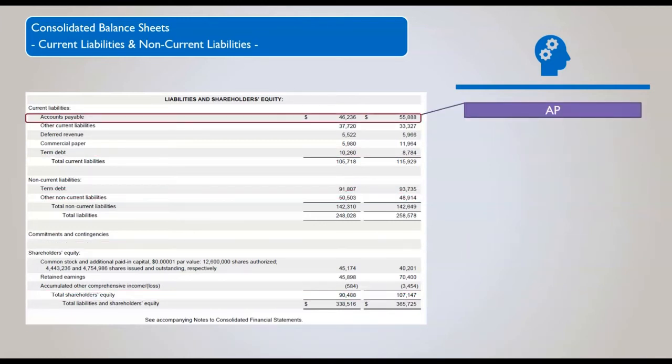The first line item we see is called accounts payable, or AP for short. This represents the amount that Apple owes its vendors and suppliers for goods or services Apple has received. The amount represents the value that has not yet been paid for and is outstanding to these suppliers and vendors. In simple terms, I look at this as the amount that Apple owes other companies. Apple had $46.2 billion of accounts payable at the end of 2019.